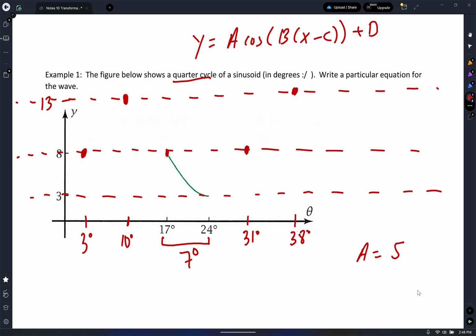Wherever you have maximums, put an upside down bowl, aim it towards the points of inflection. Wherever you have minimums, aim it towards your points of inflection. Let me see how I look.